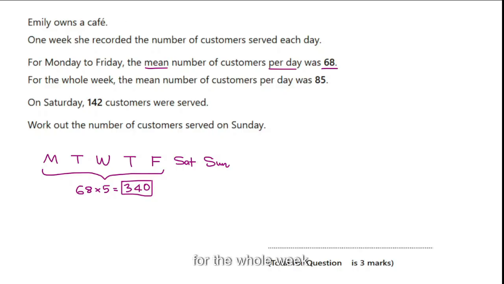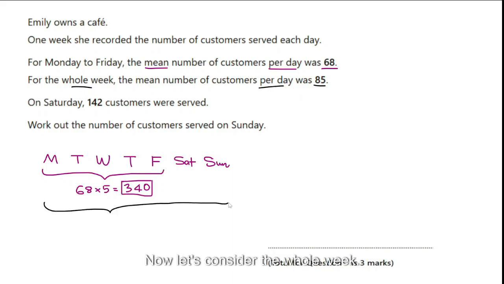For the whole week, the mean number of customers per day was 85. Okay, now let's consider the whole week. So that will be 85, but that's the mean for the 7 days. So you need to multiply 85 by 7 to get the total, which is 595.